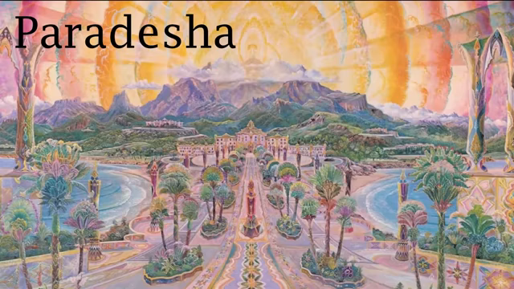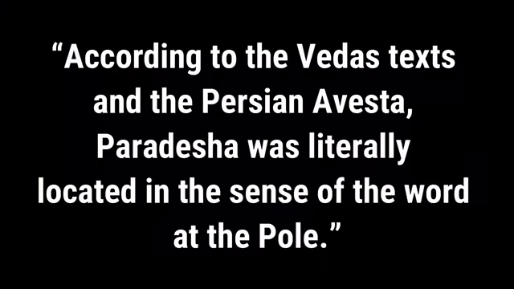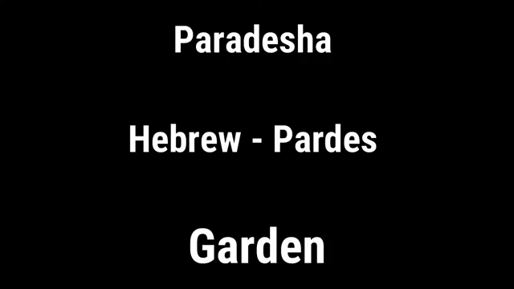Ewaranon in The King of the World writes, according to the Vedas text and the Persian Avesta, Paradisha was literally located in the sense of the word at the pole. The ancient Hebrew word for Paradisha is Pardes, which translates to garden.